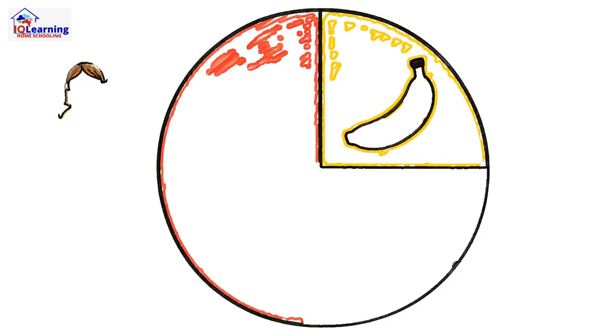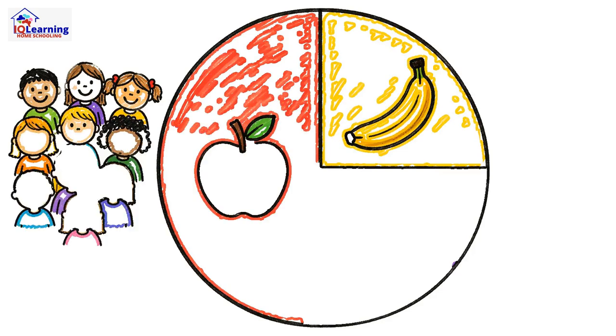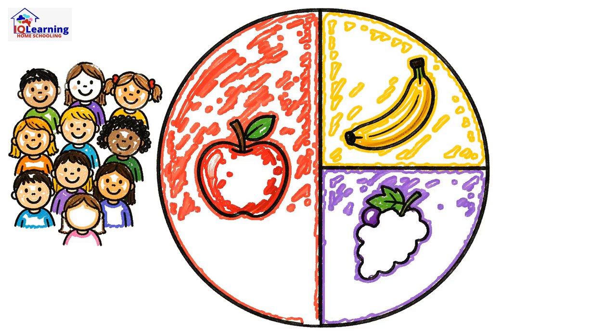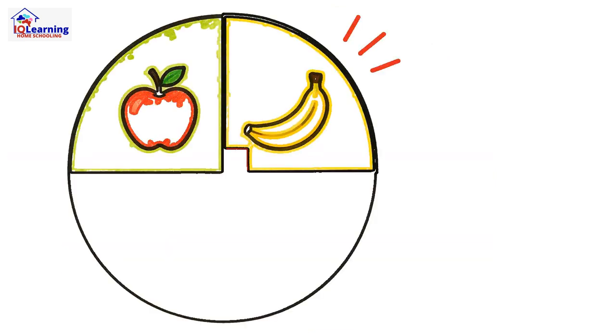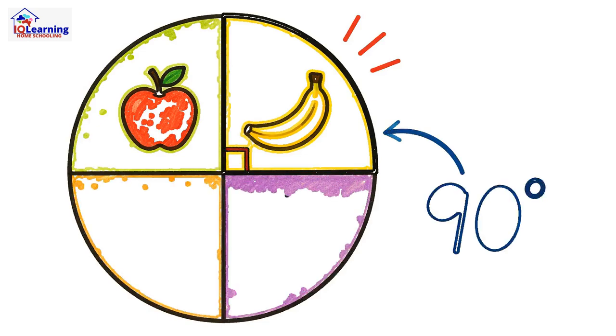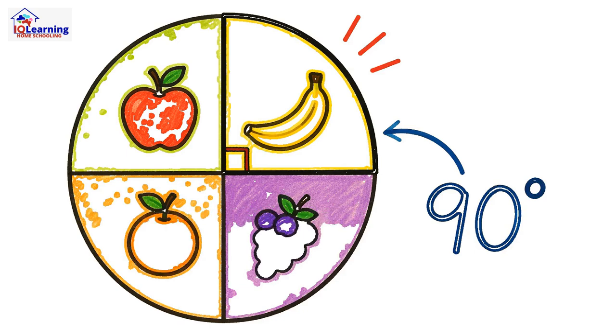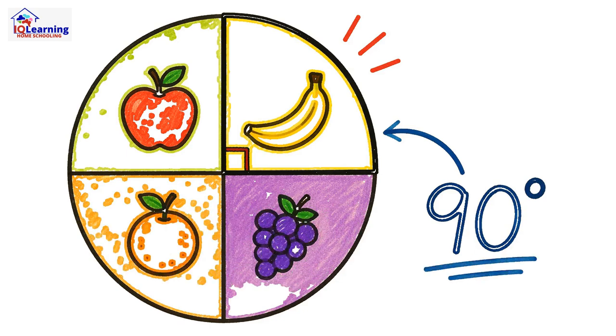Imagine a survey of 20 students on their favorite fruit. If apples takes up half the circle, you instantly know that's 10 students. If bananas is a quarter, you can often spot it by its perfect 90-degree corner. That's 5 students. No complex math needed, just a quick look at the fractions.